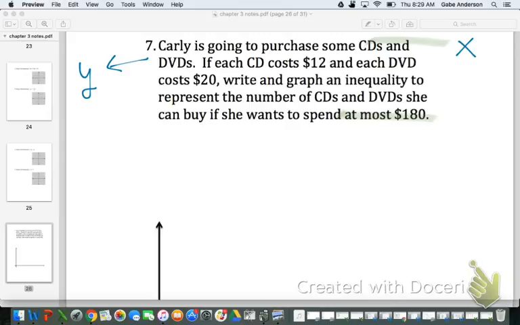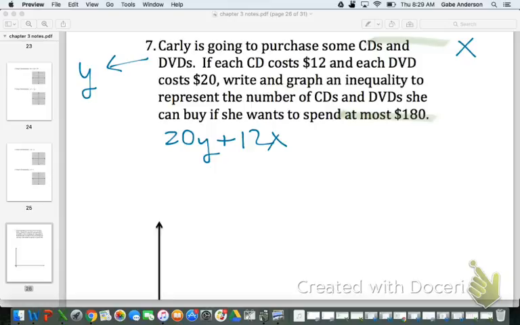If each CD costs $12 and each DVD costs $20, what could we write for the amount that she spends total? Rocky, go ahead. $180. Let's not worry about the 180 yet. Let's just worry about how much she spends. So forget the 180 for now. 20 times Y, however many, plus 12x. Wouldn't that be the cost? $20 for each DVD, $12 for each CD. You just multiply by the number of each, add them up, and you'd get your total cost.